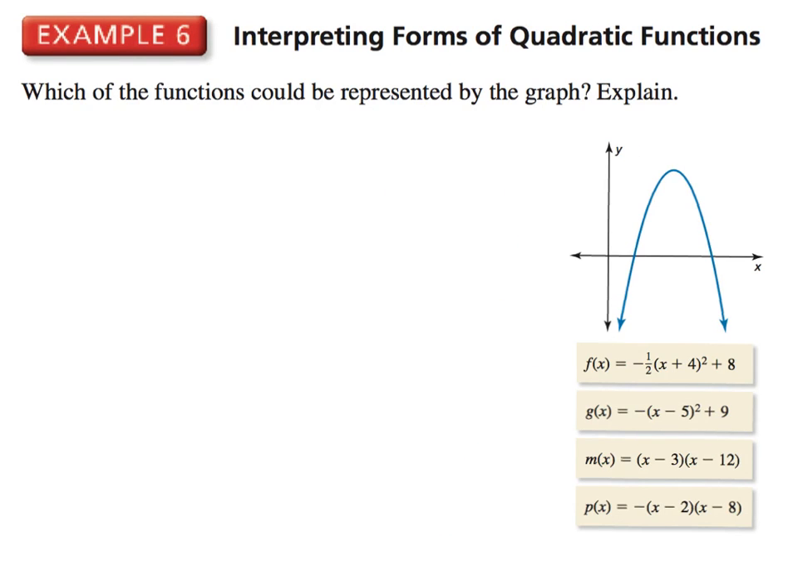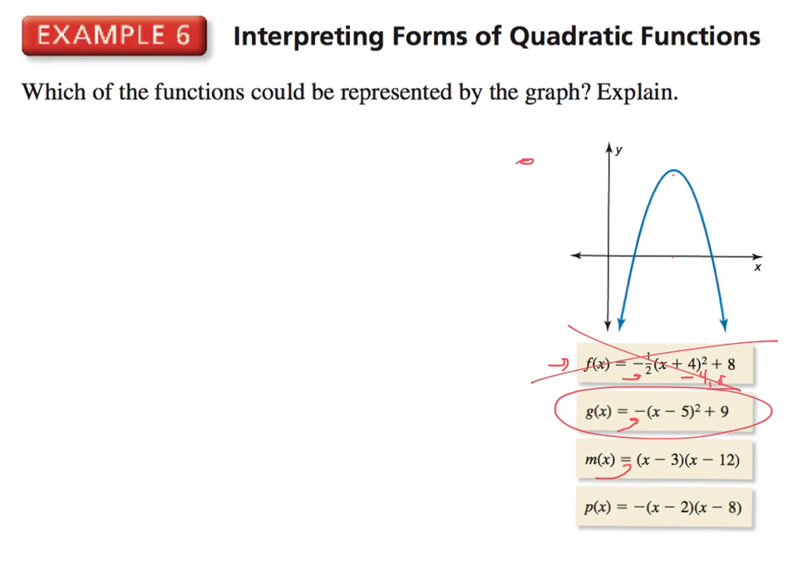So, example 6. Which of these functions could be represented by the graph? Let's look. F of x. Perfect. Opens downward. Yep, this opens downward. By the way, we have no scale at all. But we can look at the characteristics to figure out what we'd have. This opens down. However, the vertex is negative 4, 8. Negative 4, 8 would be somewhere up here. Not the first one. G of x opens downward. It's 5, 9. So could the vertex be 5, 9? Absolutely. So g of x could be our answer.